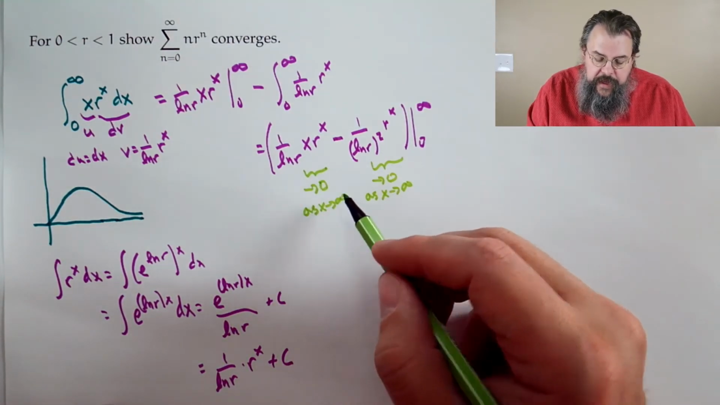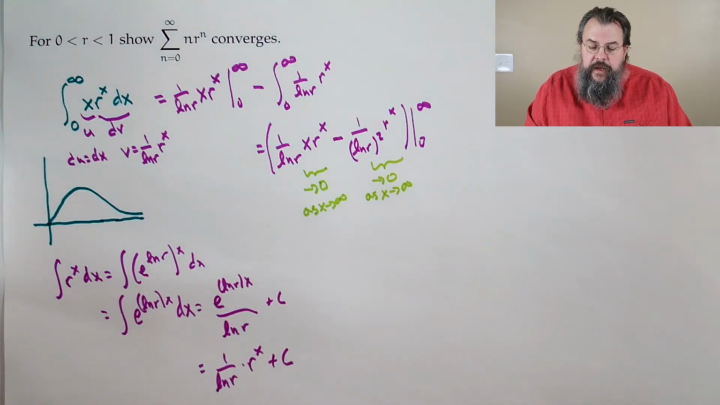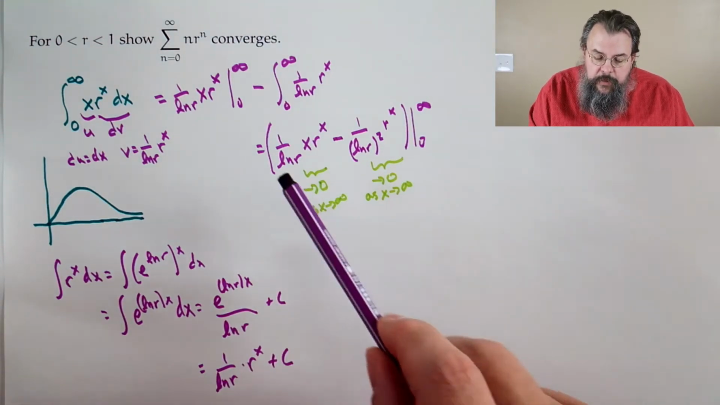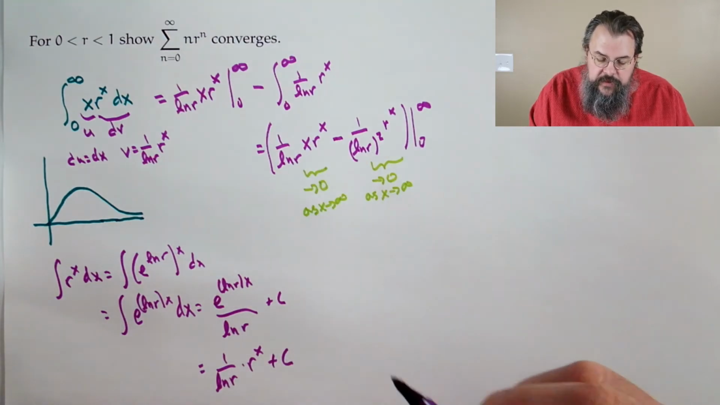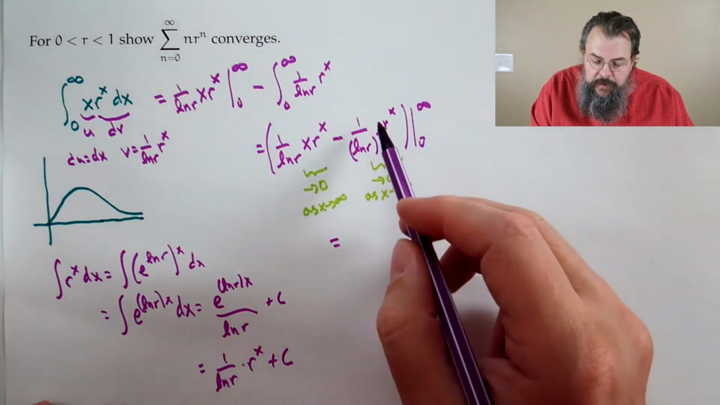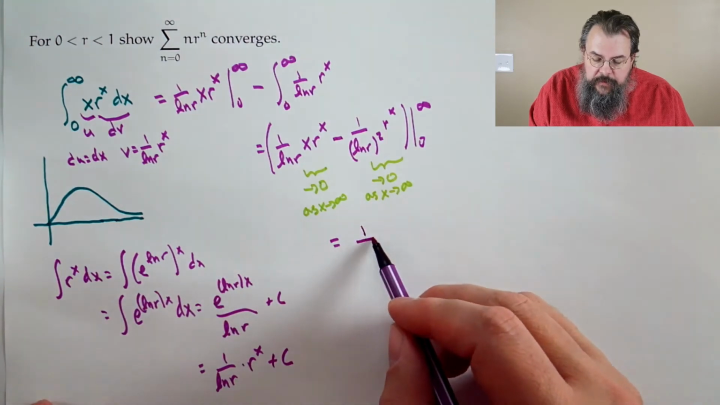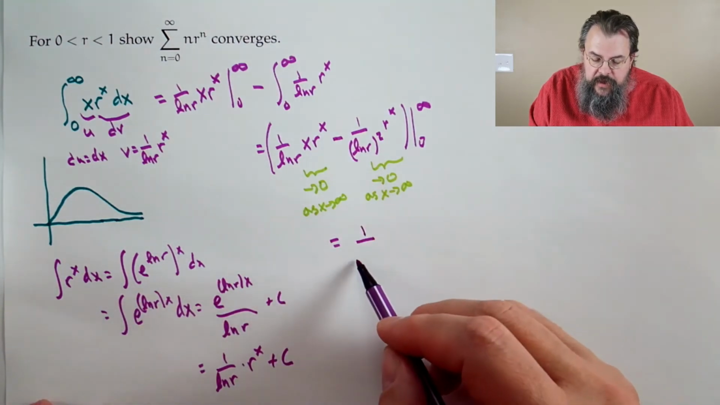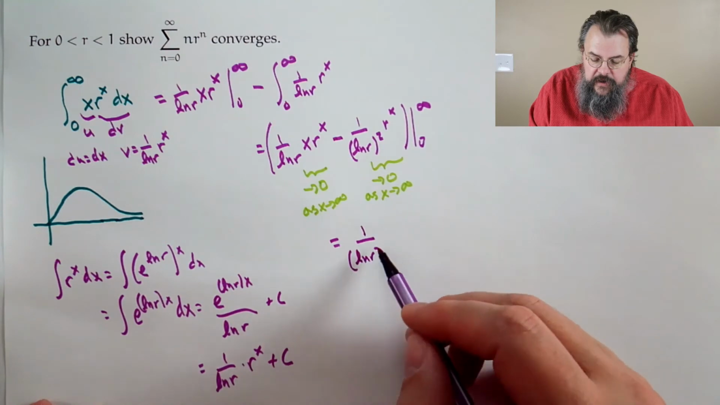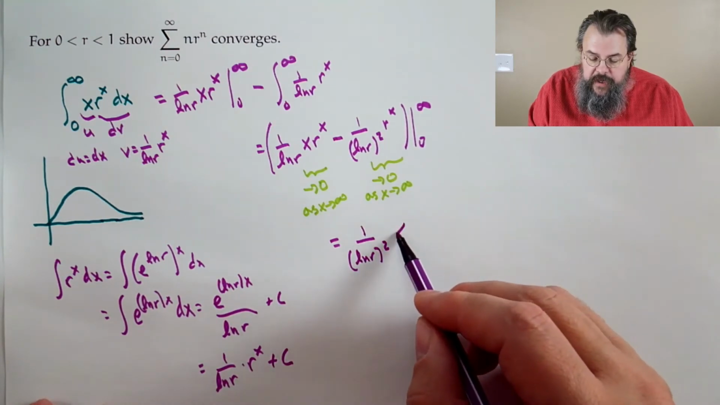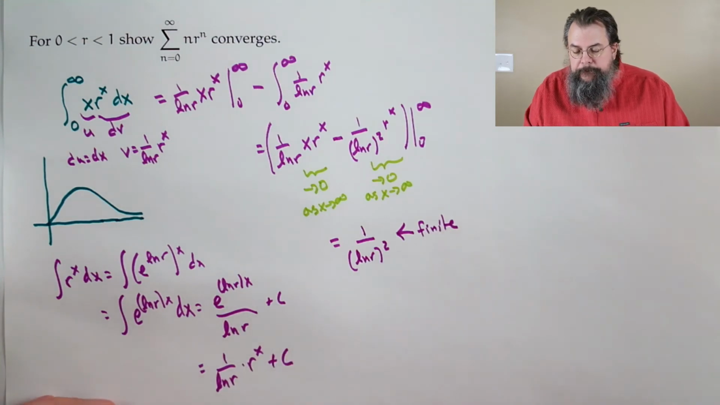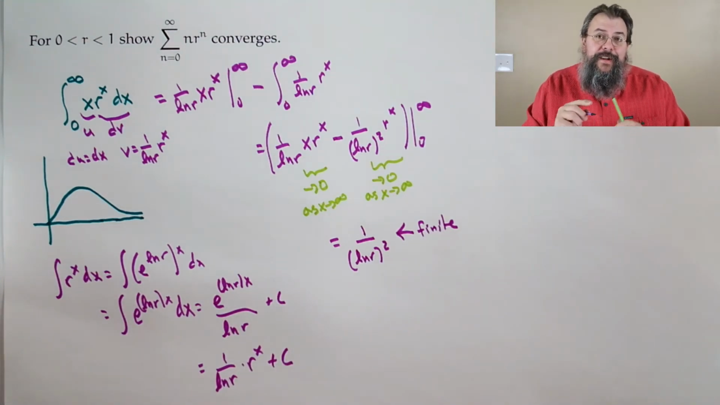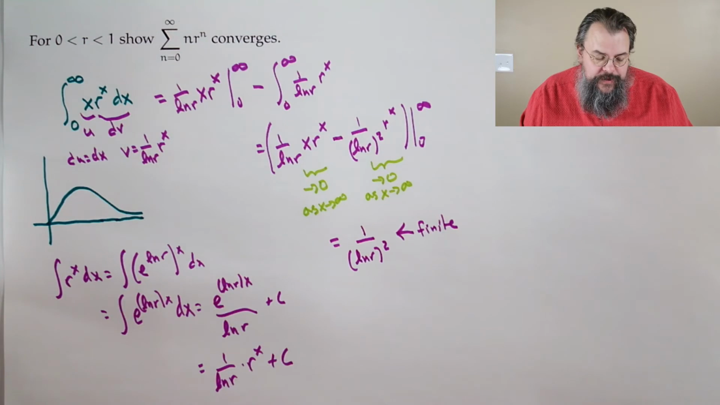Now, what that ends up telling us is, okay, as we go to infinity, we got 0. When we plug in 0, this term is 0. So the only thing that's left ends up being this one piece here. And because we subtract when we plug in 0, we get 1 over natural log of r squared, which, by the way, is finite. Okay, let's finish the problem and do the scenario.